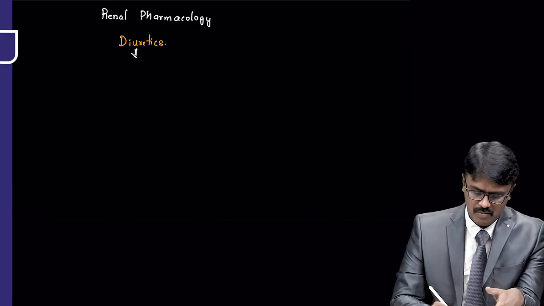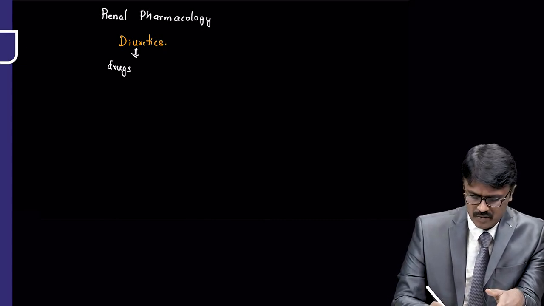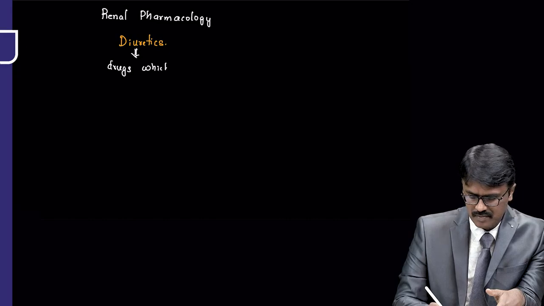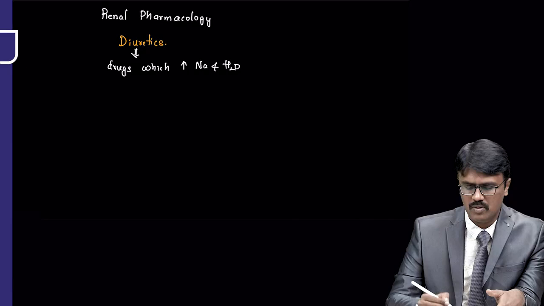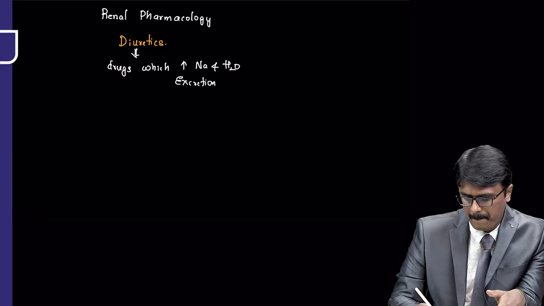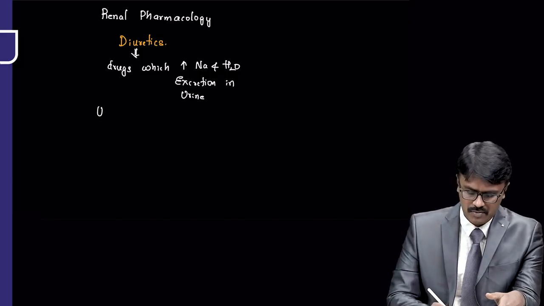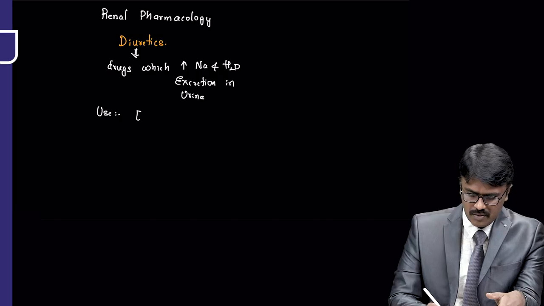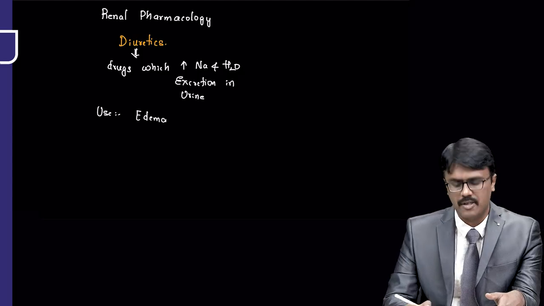Diuretics. So what do you mean by diuretics? They are the drugs which increase sodium and water excretion in urine. So they are called diuretics. So what is the basic use of these diuretics? I told you we use them in the edema condition where there is sodium and water retention.